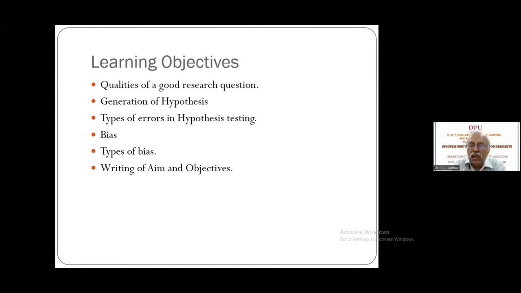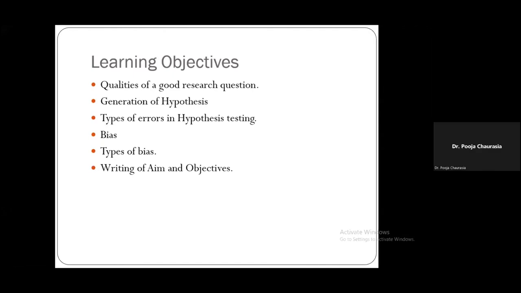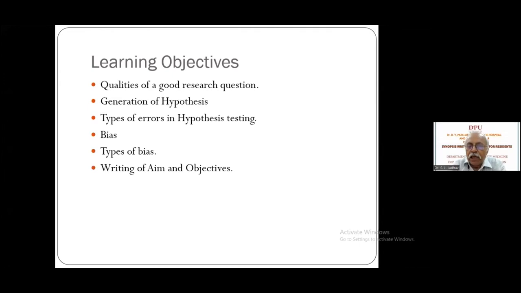Again, as I said, these are for subsequent sessions. But while framing the research question, you have to keep that in mind. Types of bias. And after you write the research question, how to write the aim and objectives, and what is the difference between aim and the objectives? So this is how we'll proceed.